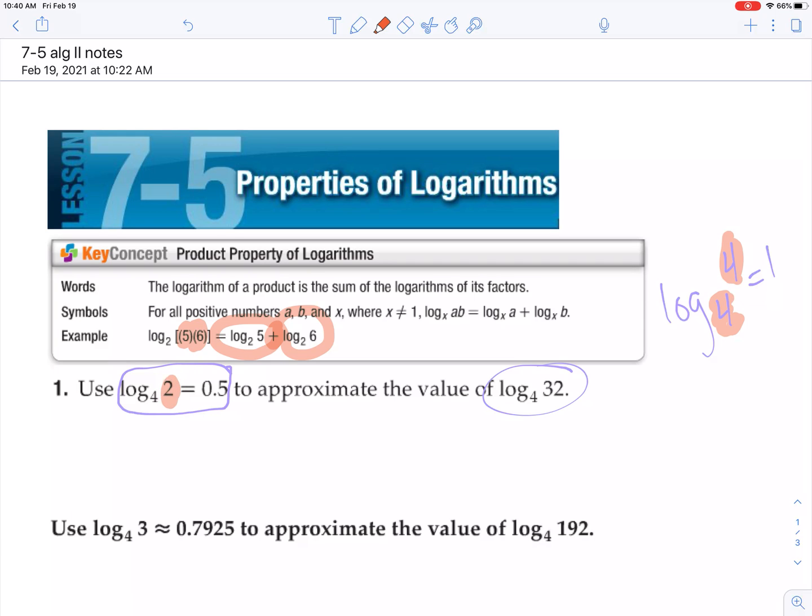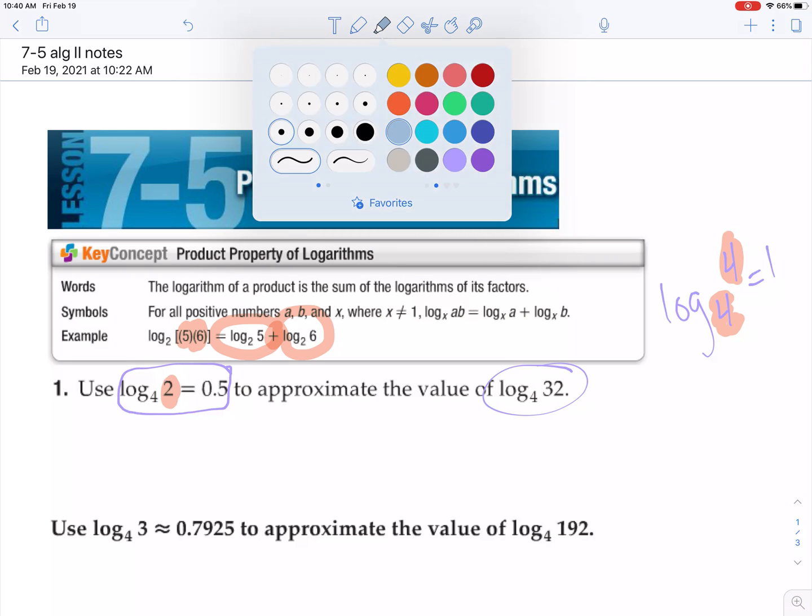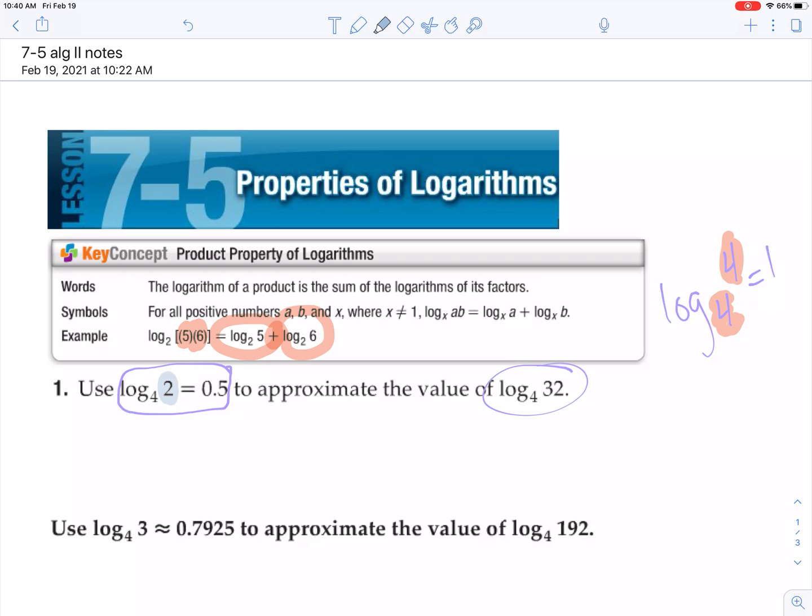I'm pulling those numbers from here, and I'm going to need a new color, I guess. We'll do gray. I'm using this 2 and this 4 to figure out how I can get, using multiplication, to 32. That's what I'm trying to do. Using a 2 and a 4, how can I multiply and get to 32? I think I can do 4 times 4, that's 16, and 16 times 2 will give me that 32.